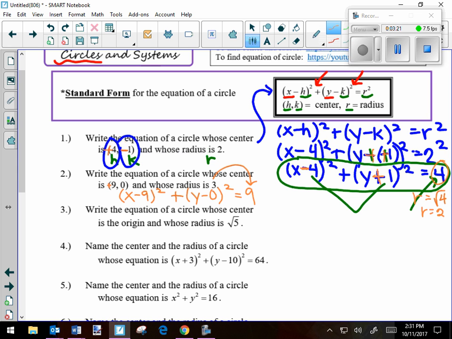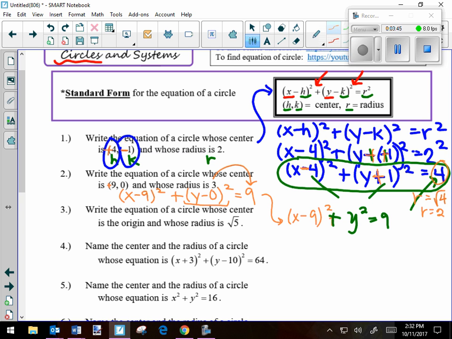Now, this one can be simplified a little further because y minus 0, think about that, anything minus 0 is itself. So my final answer, x minus 9 squared plus y squared equals 9.